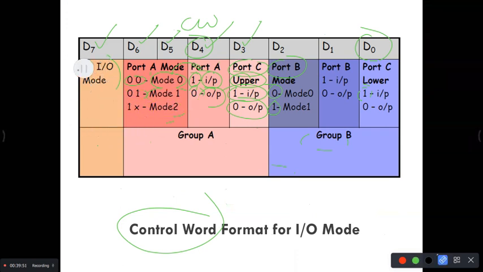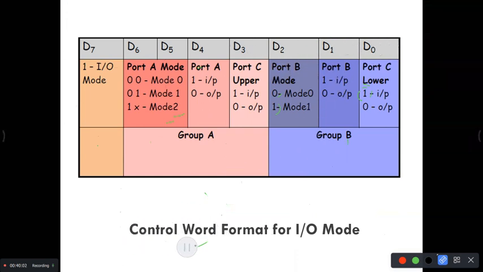Now you have to tell me, 82. 82 means how this 8255 is configured? You tell me now. You have to tell me. I will not give the answer for this now. 82 means what? This is 1, right? 0, 0, 0, 0, 0, 1, 0.